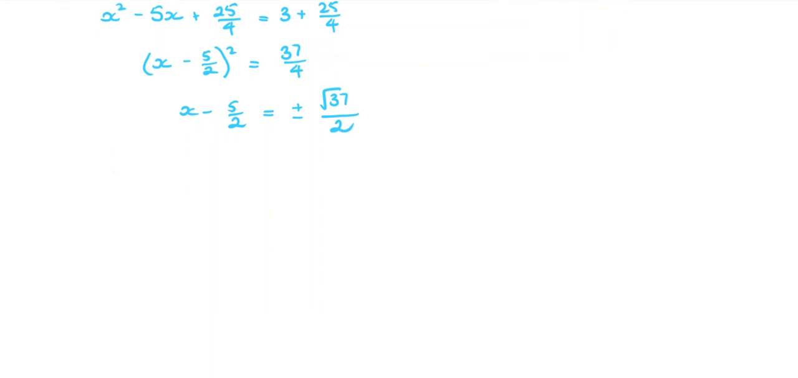Then I can move the negative 5 over 2, move it across the other side, and it would make a positive 5 over 2. And I have a common denominator, so I could push those two things together to be plus or minus square root of 37 plus 5 all over 2, or you could have reversed the order of the things on the numerator there. You could have had 5 plus or minus root 37 over 2, which would be the same thing.